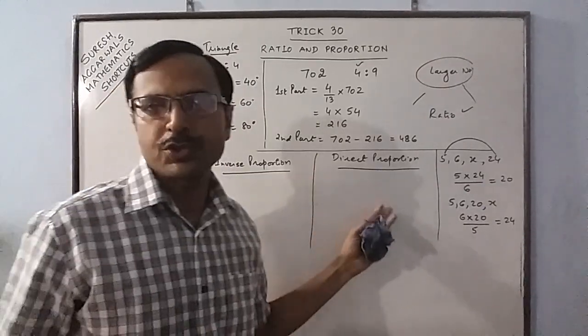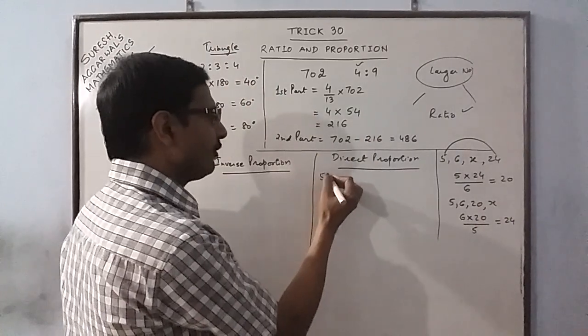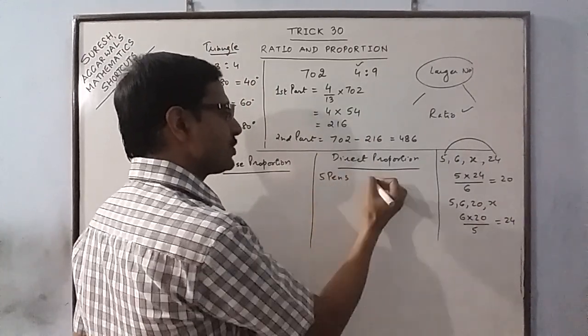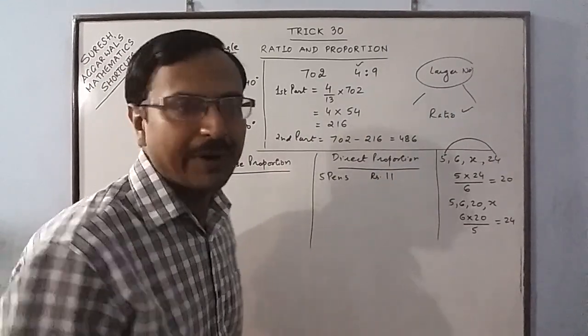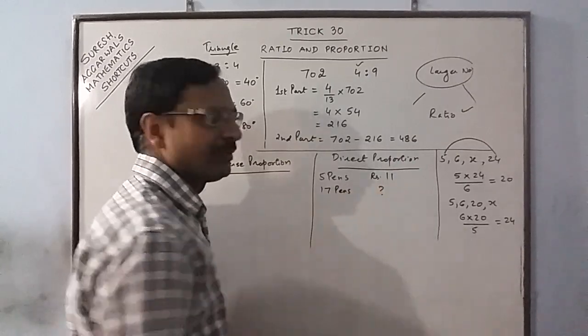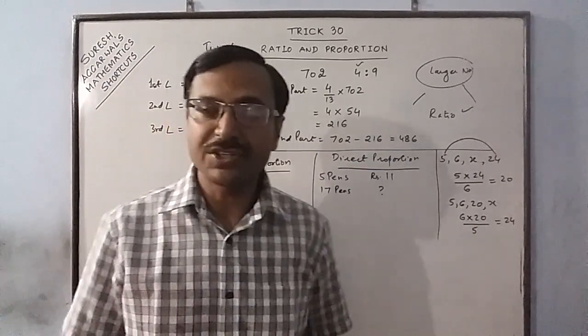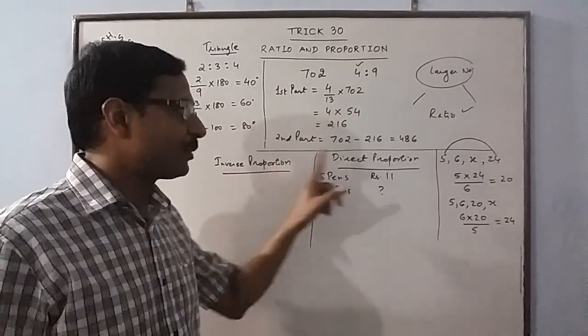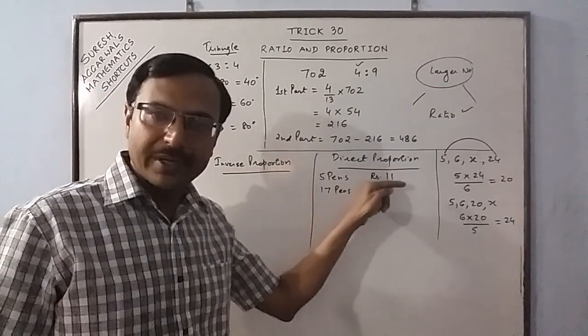For direct proportion, let me take a very simple example. Suppose 5 pens cost you rupees 11 and you have to find the cost of say 17 pens. Now this is a direct proportion. Direct and inverse variation questions are slightly different. Here as the quantity increases, the cost also increases.